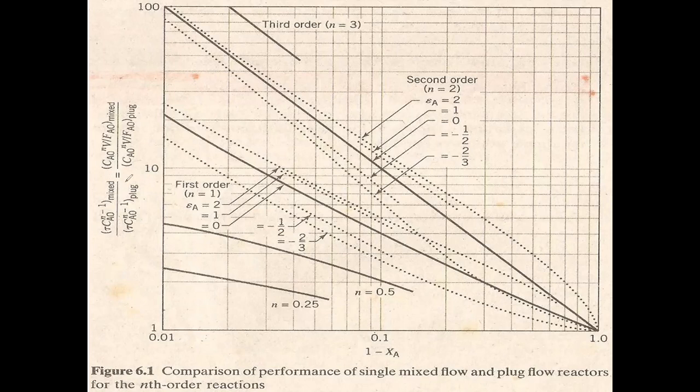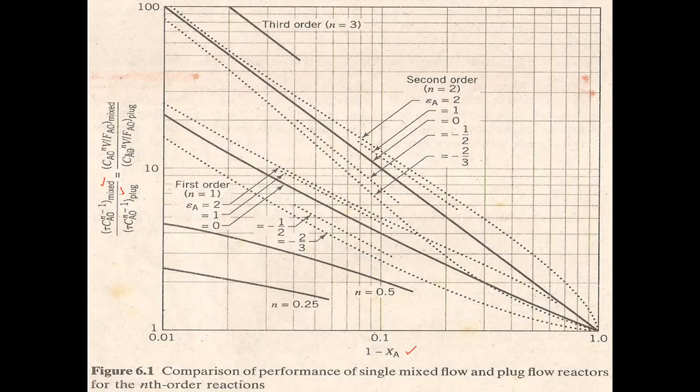n minus 1 for the mixed flow reactor, and tau CaO raised to n minus 1 for the plug, which is equivalent to the ratio of CaO raised to n V divided by FaO for the mixed flow, and CaO raised to n V divided by FaO for the plug. Now, we have to be talking actually of the same reaction, the same degree of conversion, which you need to place in here. You'll be able to get the ratio of the volumes of these two.